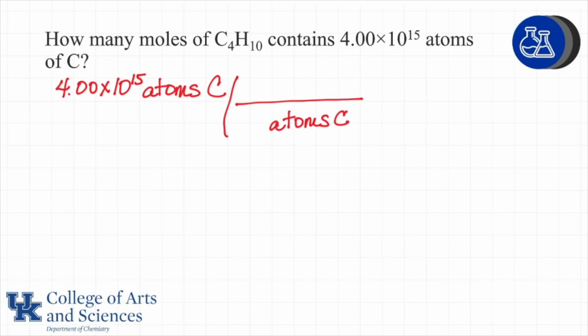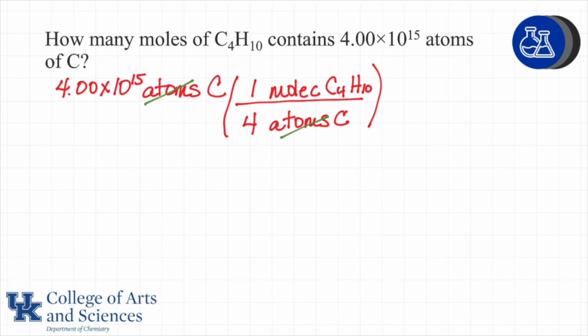I know that atoms has to be on the bottom, specifically atoms of carbon, because that's what's in the numerator on the previous step. And I can relate that to molecules of C4H10. And I can get the relationship of 4 atoms of carbon to 1 molecule of C4H10, and that comes straight from the subscripts of the chemical formula. Now that I have molecules, I can get to moles. Now atoms cancel out.